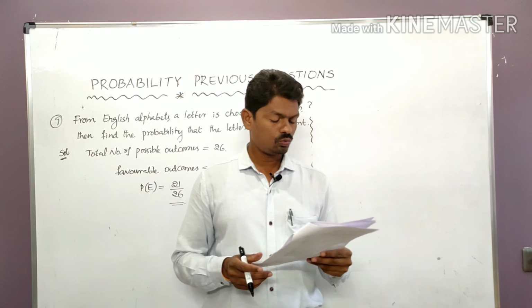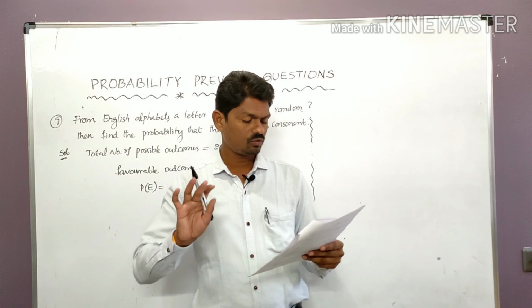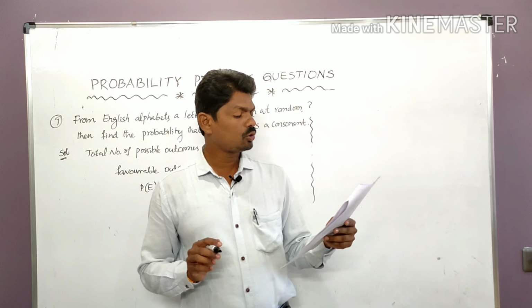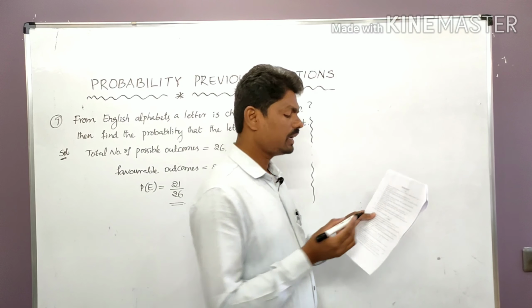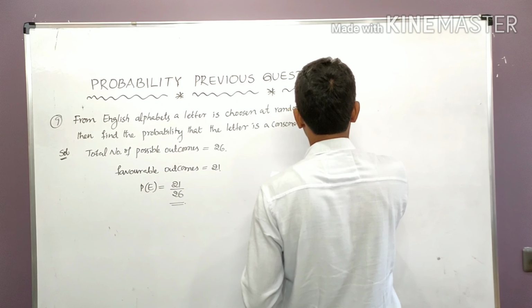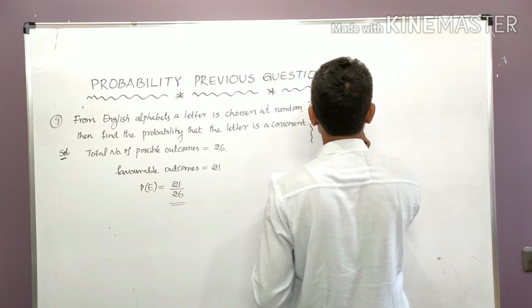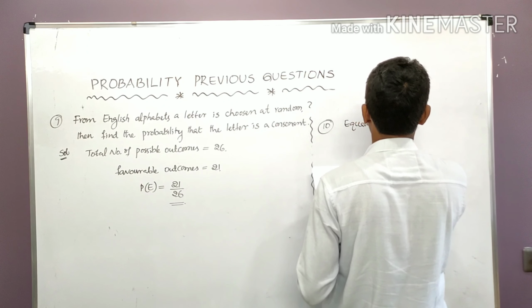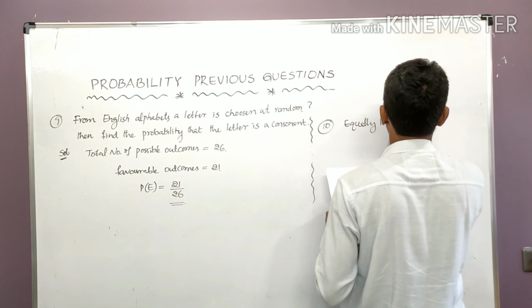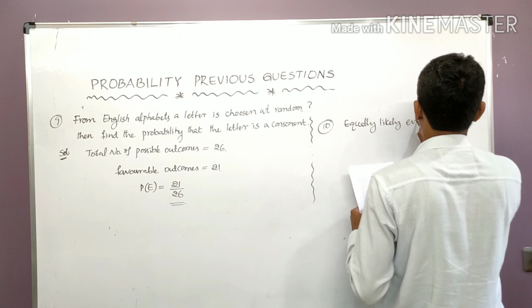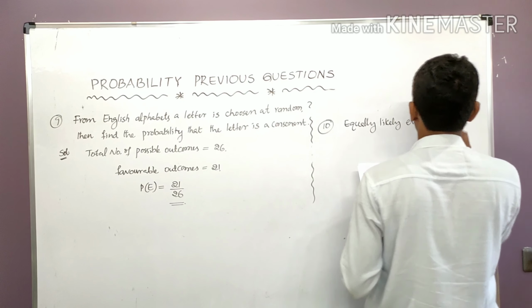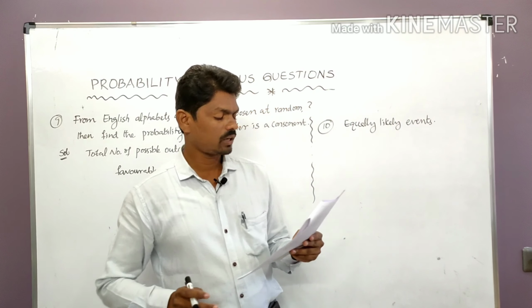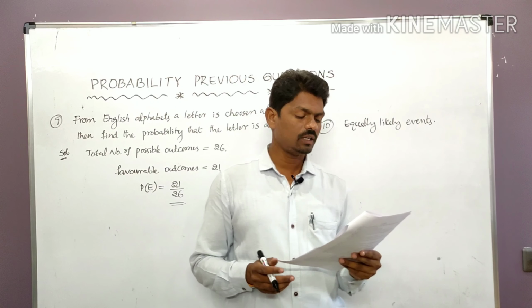He is asking student, write one more. There is one more student. Write 2 examples for equally likely events. So he is asking to write 2 examples for equally likely events.